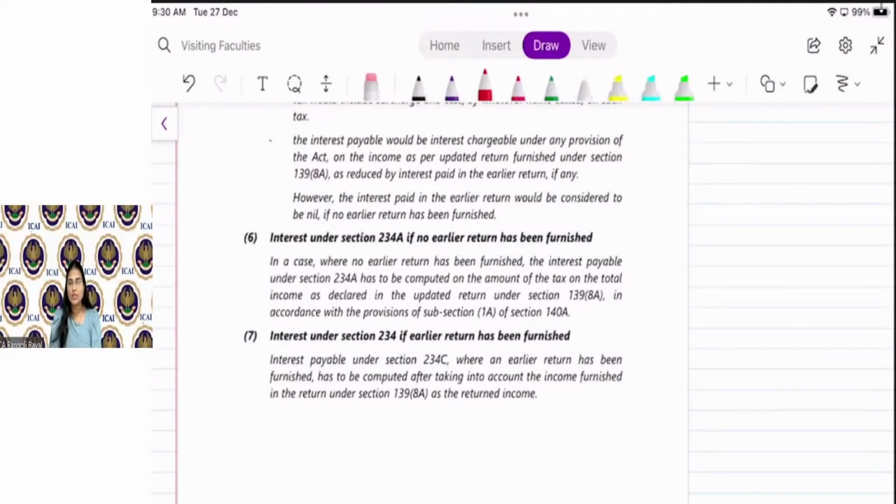Again, 234C interest is also there. We have discussed 234C, that is shortfall of payment of advance tax quarterly, right? So if no earlier return has been furnished, then on revised income, you have to consider the interest under Section 234C also.